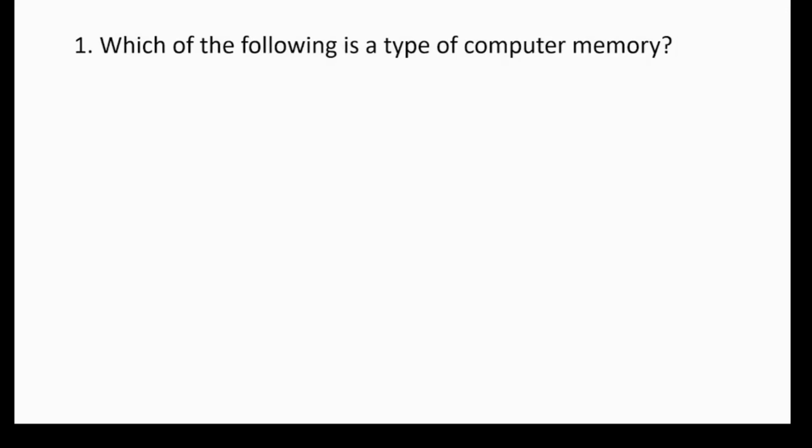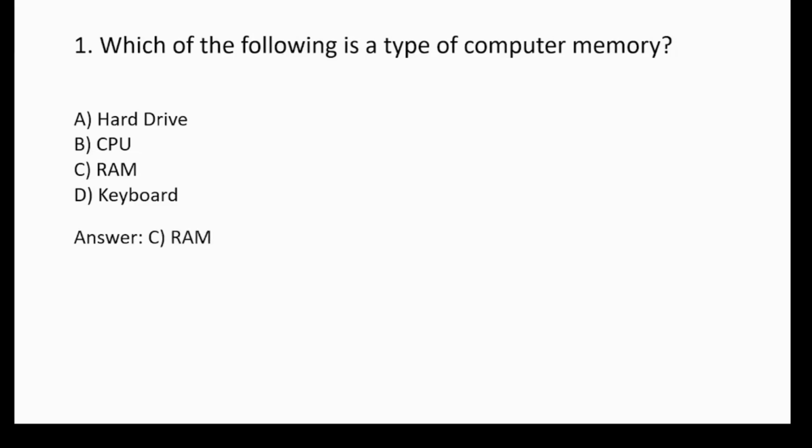Question number 1. Which of the following is a type of computer memory? Option A, hard drive. B, CPU. C, RAM. D, keyboard. Right answer is option C, RAM.